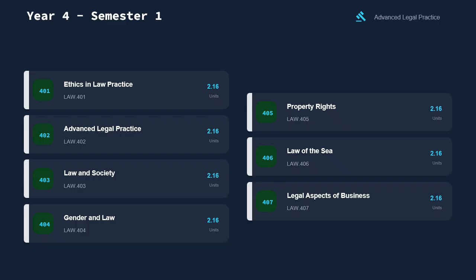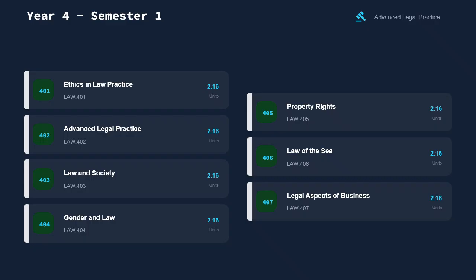4.4 Assessment methods: research papers, policy briefs, and advocacy simulations. Assessments include research papers, empirical or theoretical analysis of law-society issues. Policy briefs, recommendations for legislative or regulatory reform. Advocacy simulations, role-play movement lawyering or policy advocacy.